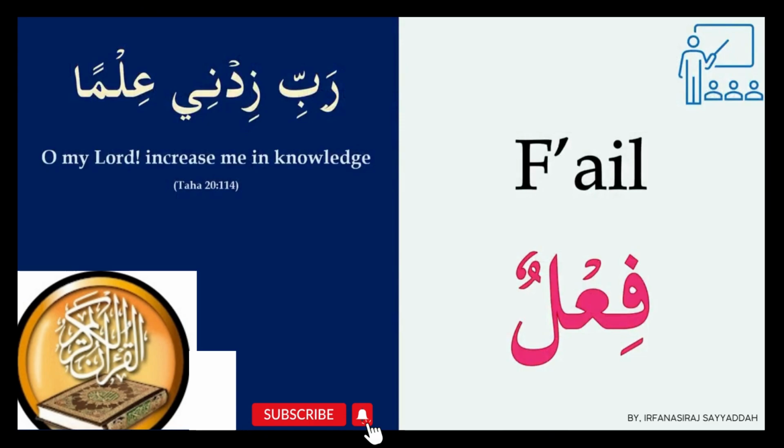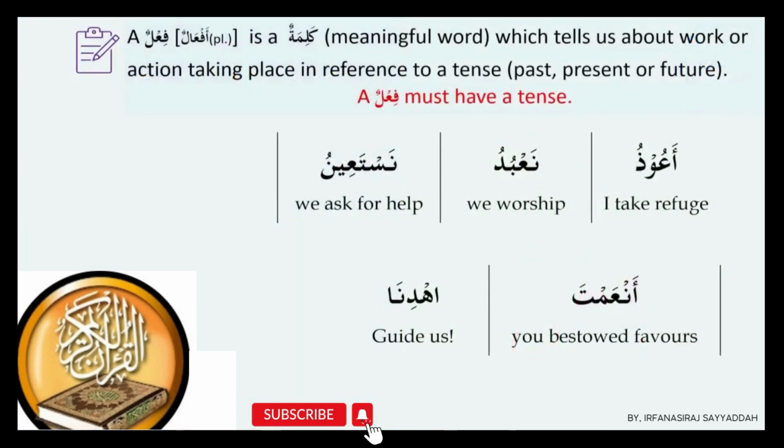Fi'lun, verbs. Fi'lun singular, af'alun plural. Verbs are very similar to what we have in the English language, in the sense that a verb is a word that tells us about work or action taking place, but please note, not always in reference to a tense. If there is no tense, there is no verb. So a fi'lun, a verb, must have a tense, no tense, no verb.